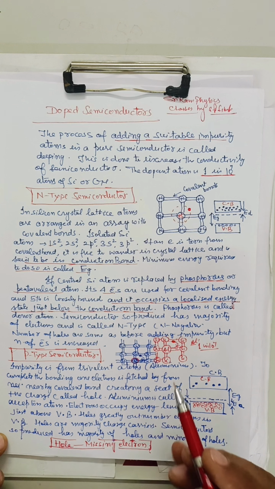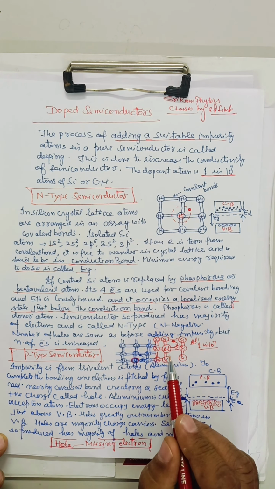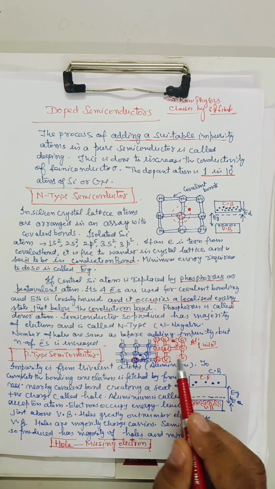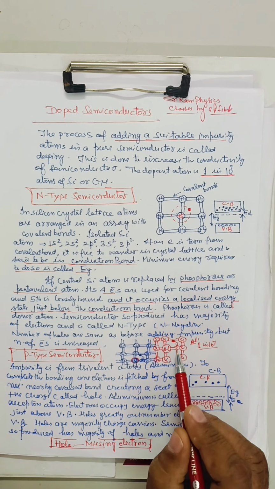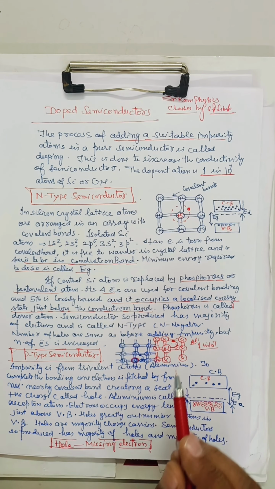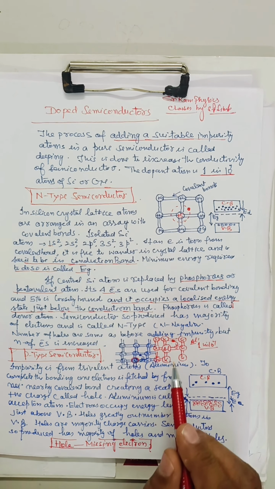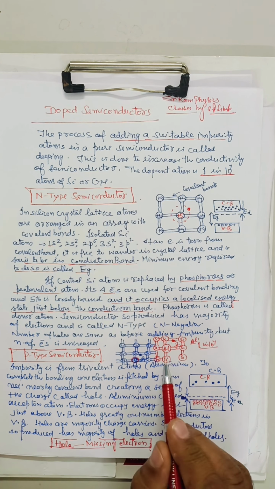Now in case the central atom is replaced by aluminum. Aluminum has 3 electrons in its outermost orbit, and it requires 1 electron from the other atoms. So in order to complete the octet or to complete this covalent bond, the electron from the nearby covalent bond comes to this place. This is the hole, and this will be the position of the new hole, and a hole is a seat of positive charge, or you can say it is the missing electron, and this impurity is called acceptor impurity from the third group of the periodic table because it accepts electrons from the nearby atom.